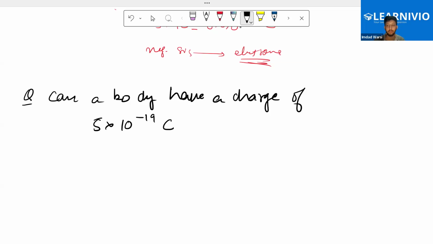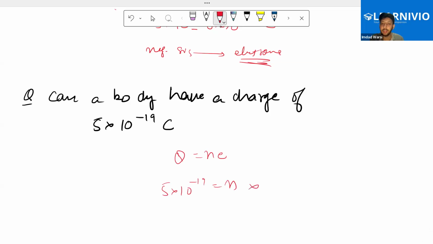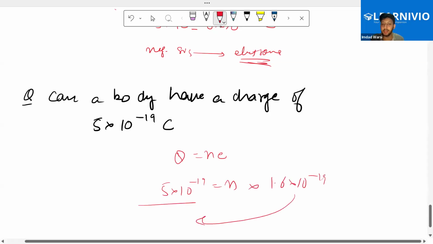No, sir. Can't have. No, why? Because quantization means we can only have whole-number multiples of the charge, q equals n times e, and they have given the total charge. So 5 into 10 to the power minus 19 is equal to n into e, which is 1.6 into 10 to the power minus 19. This will go here and divide.